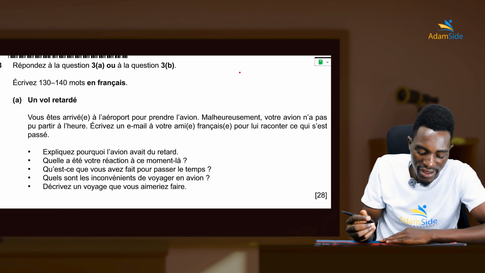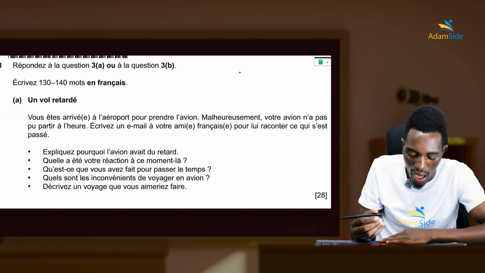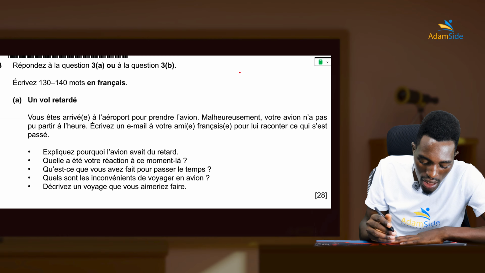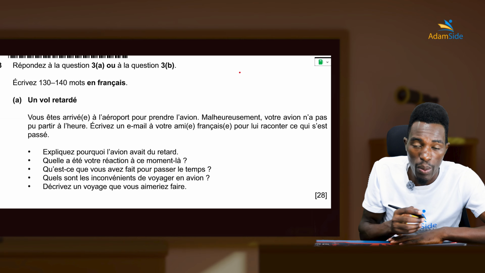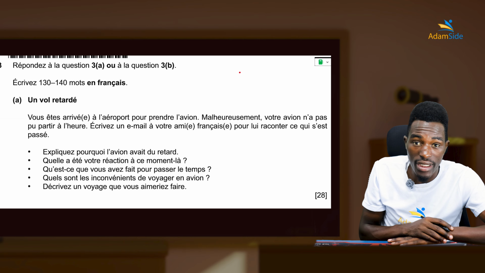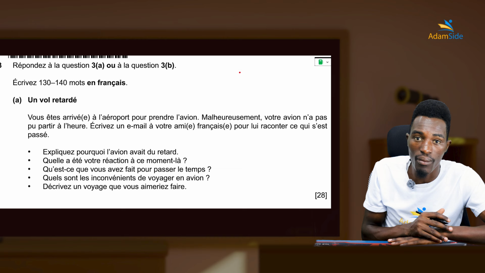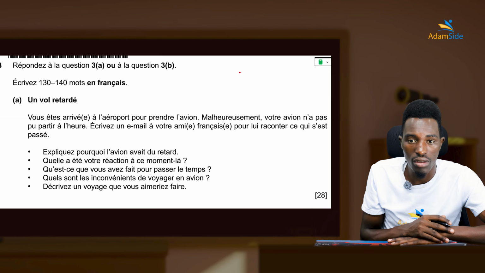So the instruction is répondez à la question 3A ou à la question 3B. Écrivez 130 jusqu'à 140 mots en français. So in this paper you have to write not less than 130 words and not more than 140 words in French.